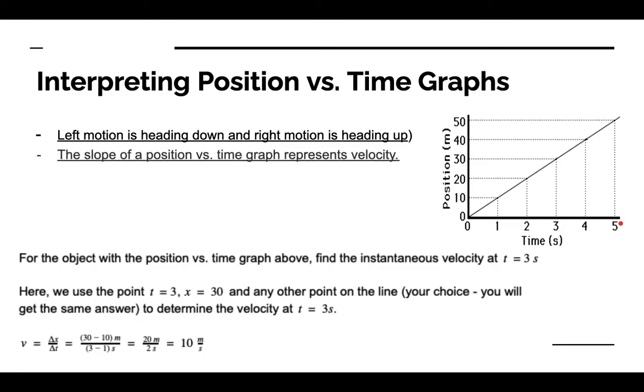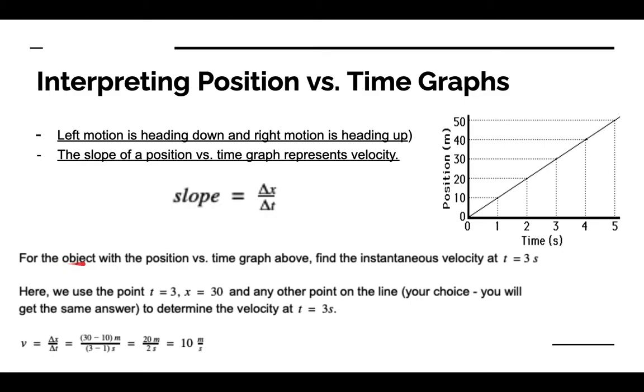Okay? The slope of a position versus time graph represents our velocity at some time t. The idea being is that if we take the slope of this graph right here, we're going to have our change in position divided by our change in time. But our change in position is our displacement, so we can see right here that this is in fact the equation for velocity. Okay, so as a result, the slope of a position versus time graph is the velocity at that specific time of interest.